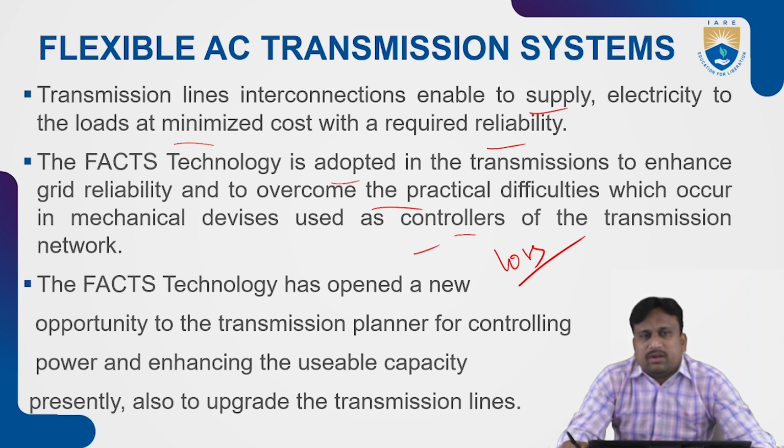When you carry power over long distances, the length of the line increases. If you see any transmission network, it travels over hundreds of kilometers, because the generation, which may be hydel or thermal or some other source of energy, is situated somewhere far away. So the power is carried over hundreds, sometimes thousands of kilometers. This may cause difficulty at the load side.